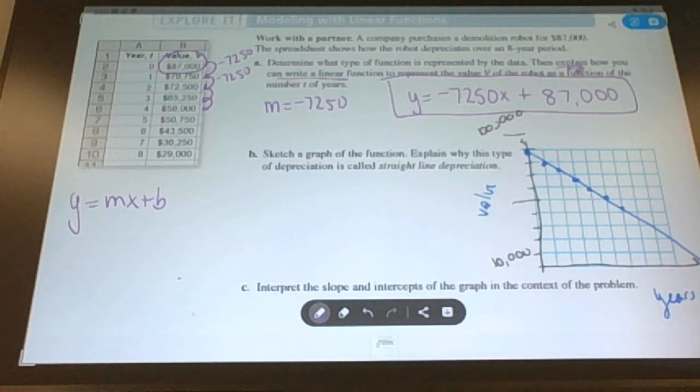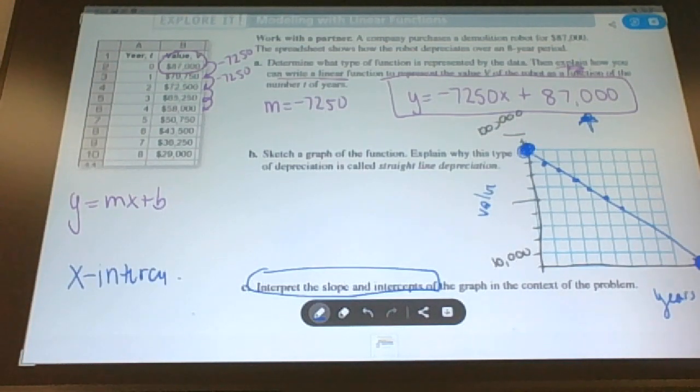And right here it says interpret slope and intercept. Well, intercept, $87,000. That's the y-intercept. That's how much it starts. Can anybody figure out the x-intercept? X-intercept is when the robot's worth $0. When? In how many years is my robot worth $0? How long do I think this robot's going to last?